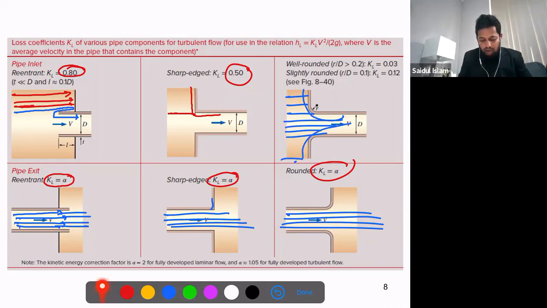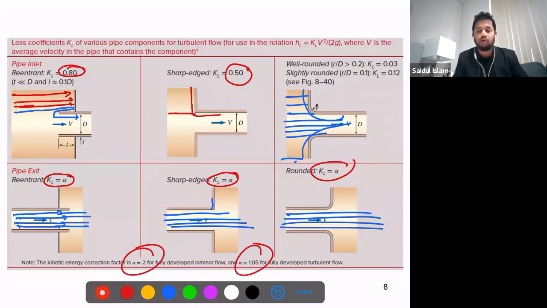And that's why when it is the pipe exit, we said it is always equal to the kinetic energy correction factor value. When it is laminar flow, it is equal to 2. For turbulent flow, it is equal to 1.05. So if you're solving a turbulent flow problem and you have an outlet, you can simply use 1.05. You need to take notes. You will definitely get a question in the exam where you need to use the minor loss coefficient. Today I will solve a problem where we will have an inlet, outlets, valves, maybe bends. So keep notes from this slide.